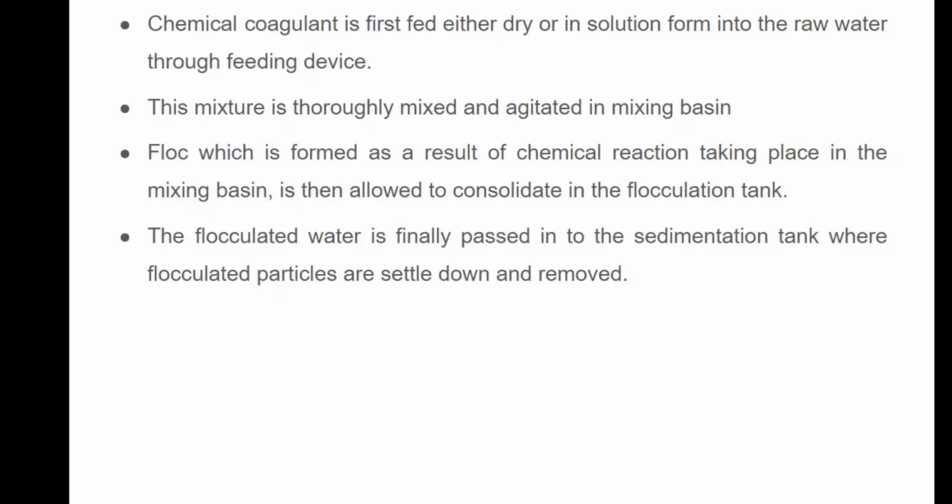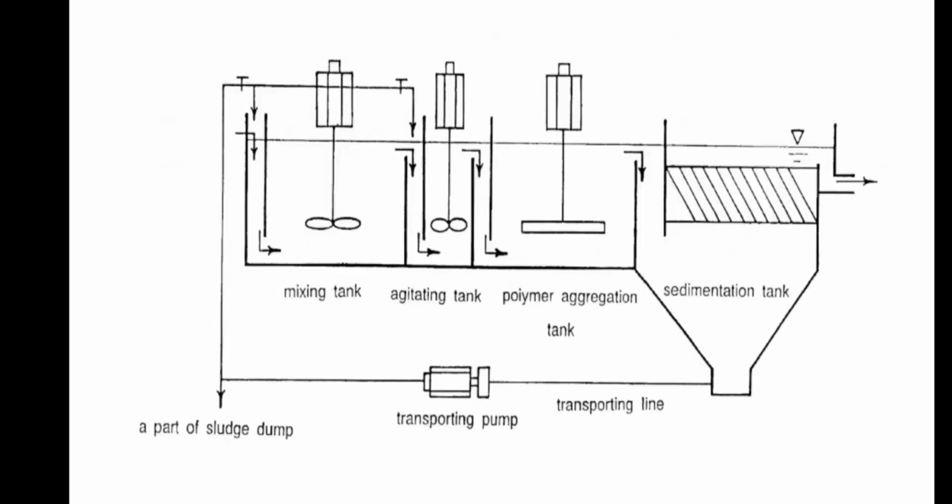The chemical coagulant is first fed either dry or in solution form into the raw water through the feeding device. This mixture is thoroughly mixed and agitated in the mixing basin, and flock which is formed as a result of chemical action taking place in the mixing basin is then allowed to consolidate in the flocculation tank. This flocculated water is finally passed into the sedimentation tank where the flocculated particles are settled down and removed.